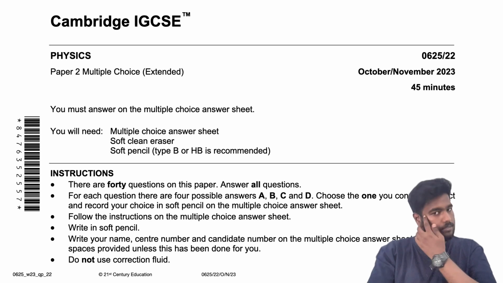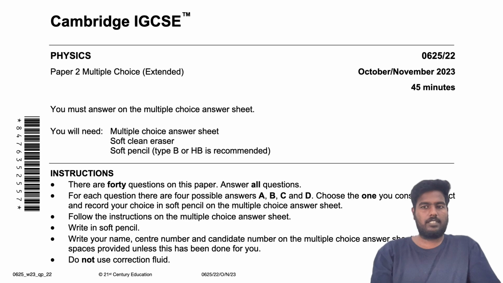Okay. So this is actually a pretty easy paper compared to the other components, 21 and 23. So let's see.